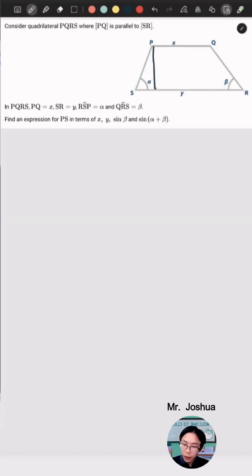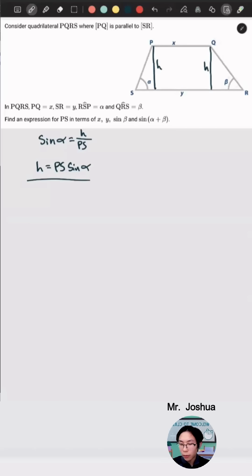The first thing we want to do is to find the formula for height. If we find the formula for height, we can use substitution in two different ways to get our formula. So let's start with the left one. The formula for height we can find by using sine, because sine alpha equals the opposite over the hypotenuse, which is PS. Here we can get height, H equals PS sine alpha. This one was very fast. Now we can do the second one.